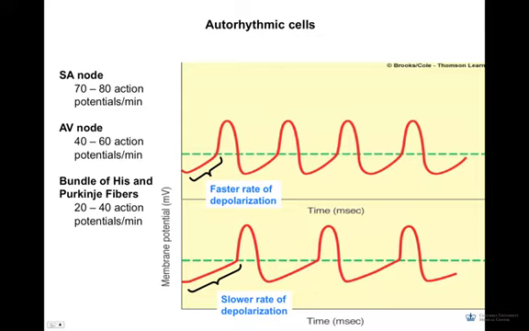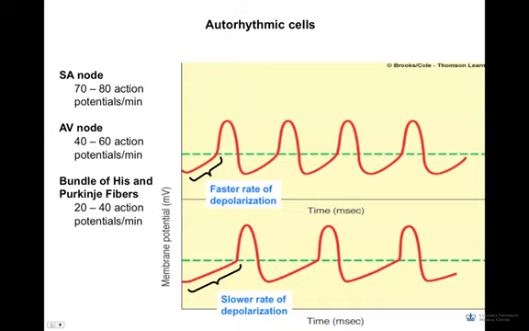Now the differences between these firing frequencies are really all about the duration of this slow depolarization phase. Some cells, like the SA node, depolarize from that -60 up to threshold more quickly, so they can fire more action potentials in a minute, compared to cells like the bundles of His that take longer to go from -60 to threshold, and so fire fewer action potentials per minute.